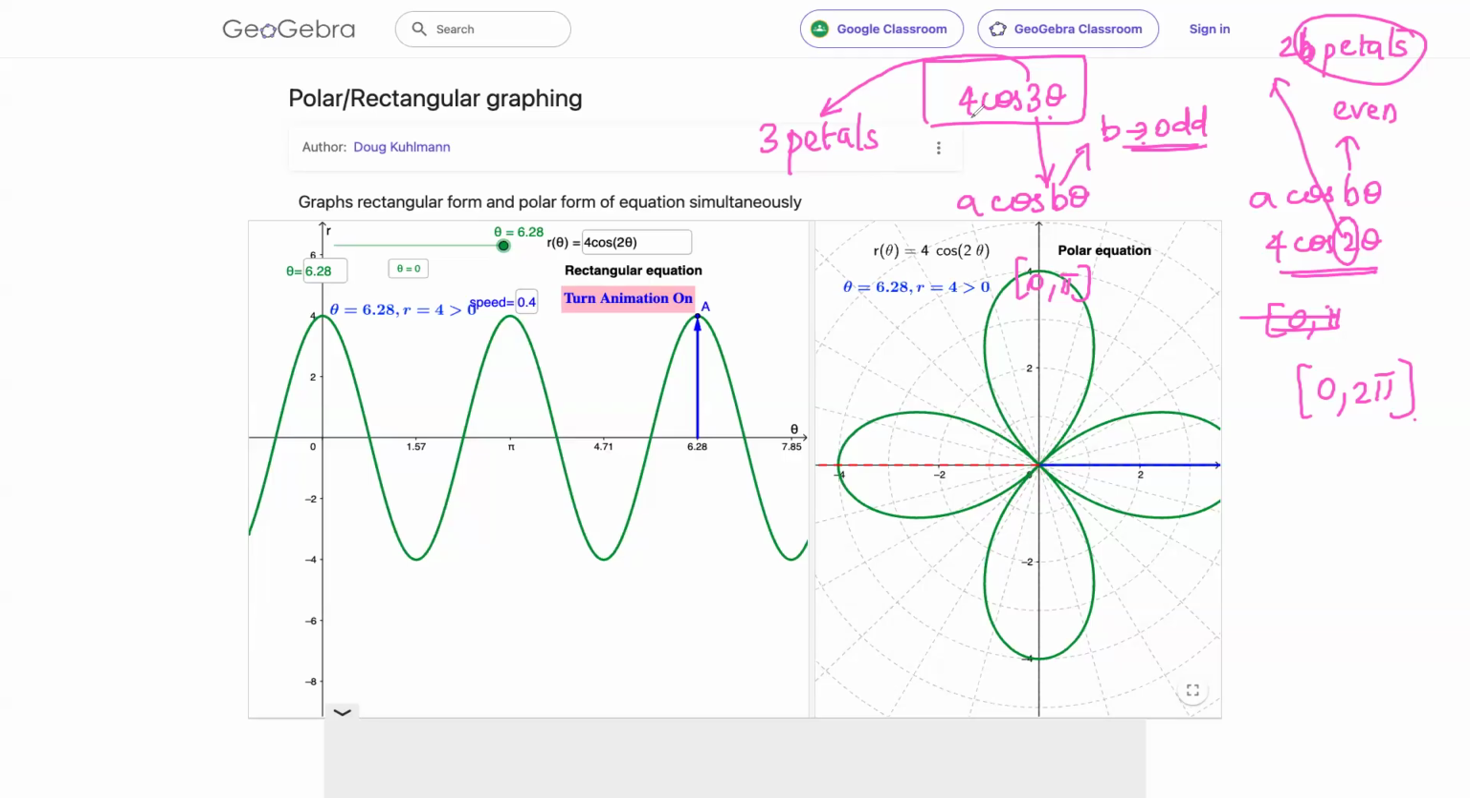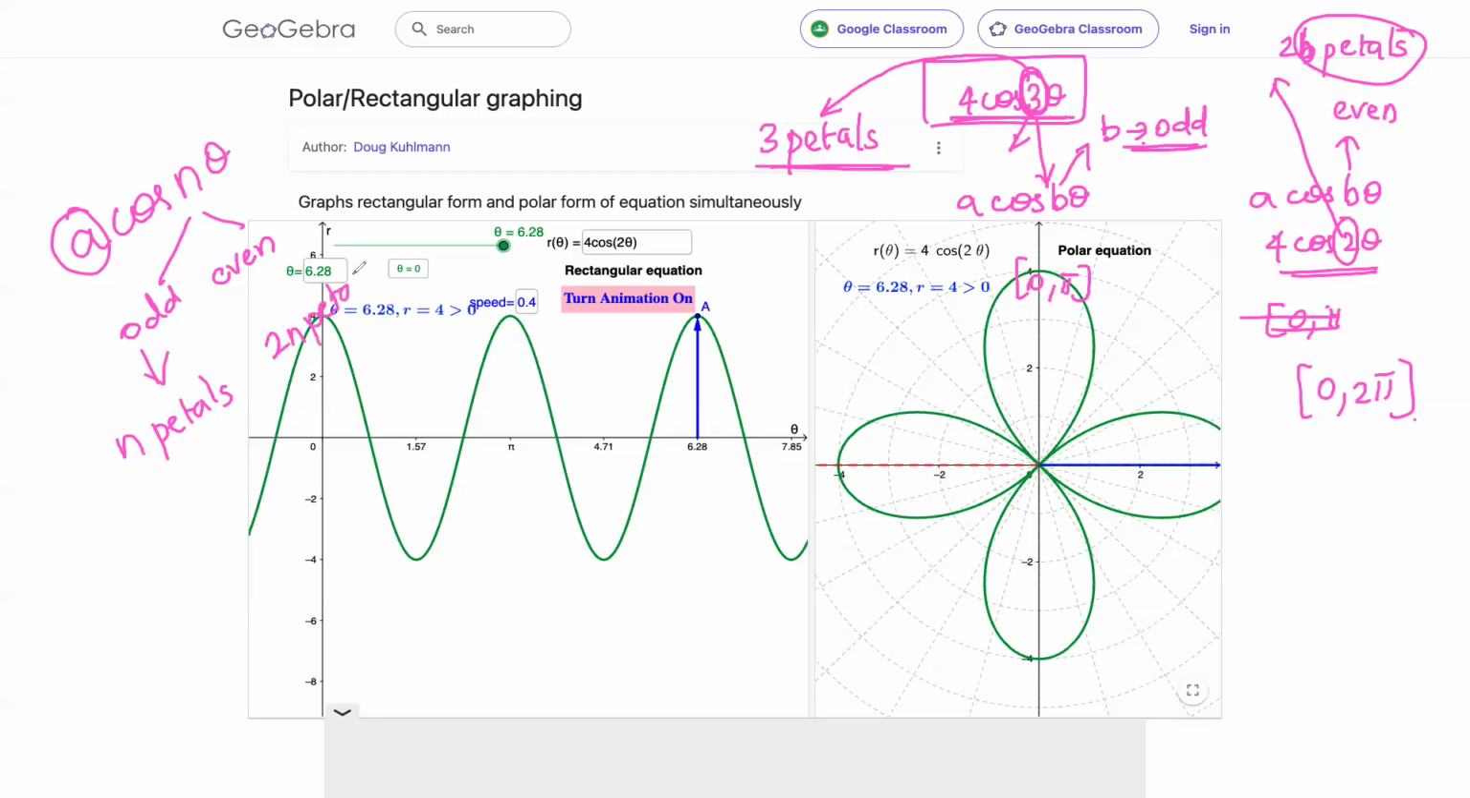So when you draw the graph for 4 cos with this value being odd, you will have the same number of petals. These are called rose graphs. The graphs are called roses. So coming to the number of petals, let's say we have a cos nθ. n can be odd or even. This is going to be the amplitude. However, if n is odd, it will have n petals. If n is even, it's going to have 2n petals.